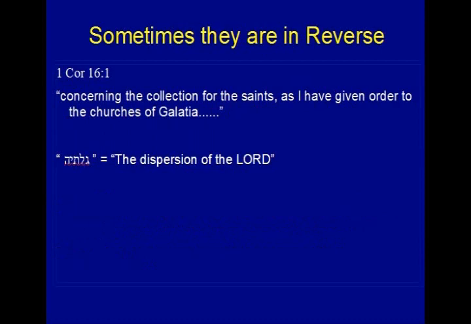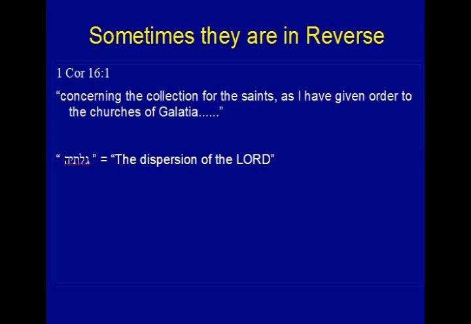Sometimes this works in reverse. Paul said concerning the collection for the saints, as I have given the order to the churches of Galatia. Now, if you write Galatia out in Hebrew, you'd actually have a word that could be translated as the dispersion of the Lord. And of course, dispersion would be the opposite of collection. Was this an accident? Nope, I don't think so. Why was the church in Galatia picked? Paul probably gave instructions to a whole bunch of different cities, so why was this one picked? Because there was a connection.